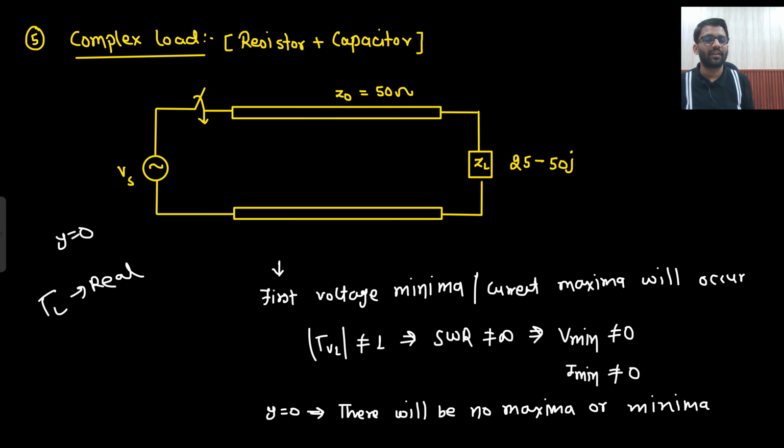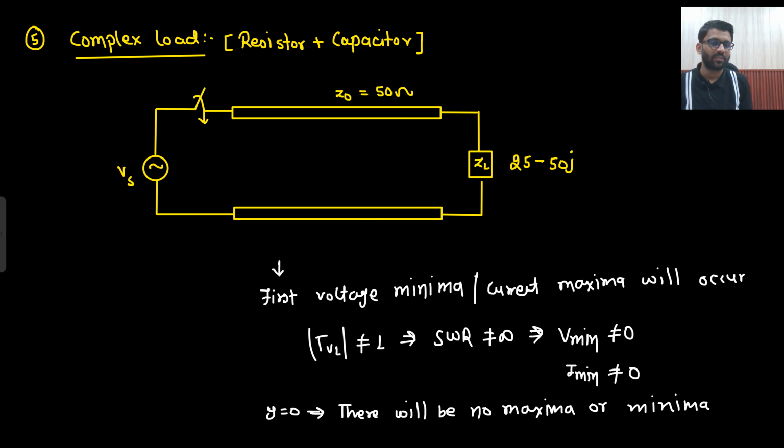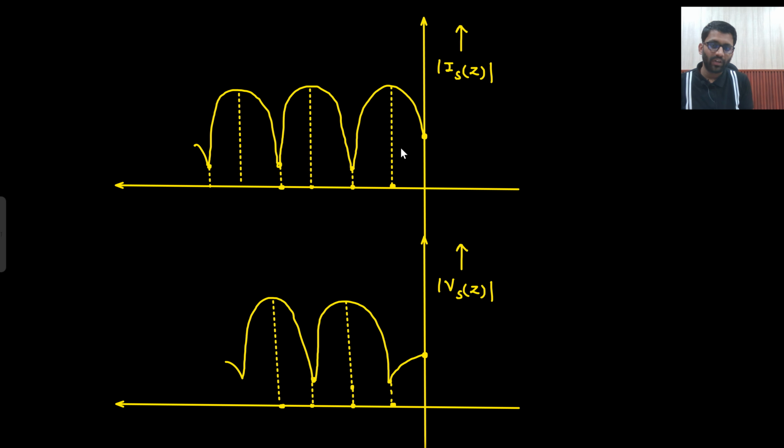But if there is some inductor or capacitor, then 100% you will never get maxima or minima at y equals 0. So these three are the conclusions you can make without even doing any calculation. And believe me, a GATE examination problem you will be able to solve just by looking at the circuit. You will not have to do the calculation. They will ask you how the standing wave pattern will look. This is how it will look: first voltage minima or current maxima will occur. You don't need to tell the locations. I am not sure about these locations, but I know that here the gap will be lambda by 4.